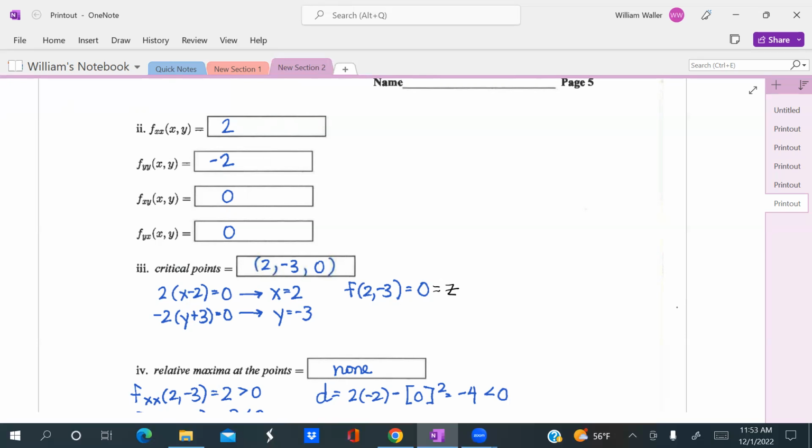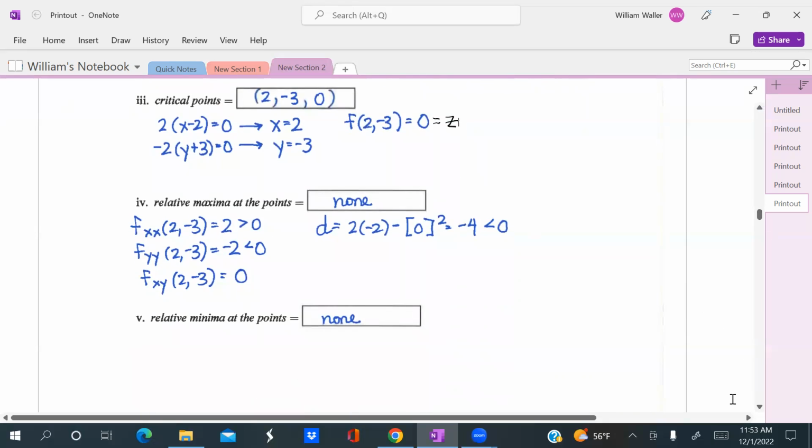So actually, this critical point sits on the xy plane, right? Because the z value is 0. And now we're going to apply our second partial derivative test. We want to pay attention especially to the second partial derivative with respect to x. When we evaluate that at our critical point, we get 2, which is positive. Here's the value that we get for the second partial derivative with respect to y. That's −2. And here's the mixed second partial derivative, also at the critical point. That turns out to be 0.